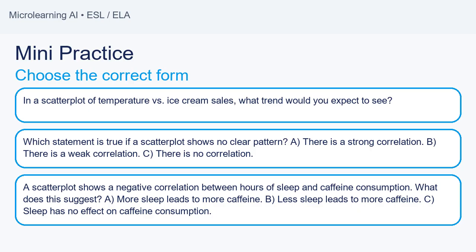3. A scatterplot shows a negative correlation between hours of sleep and caffeine consumption. What does this suggest? A. More sleep leads to more caffeine. B. Less sleep leads to more caffeine. C. Sleep has no effect on caffeine consumption. Answer: B.